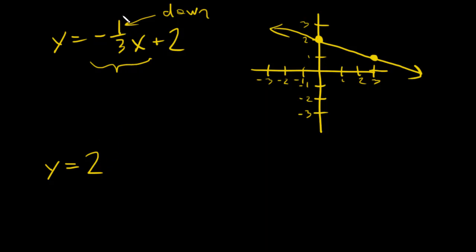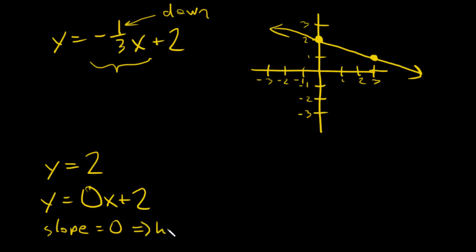The only way that this is 0 is if the value in front of the x is 0. The slope is 0. So if the slope is 0, in other words, if this is y equals 0x plus 2, it's the same thing. The slope is a horizontal line. A slope equal to 0 is a horizontal line. It's not going up or down, it's literally just a flat line.